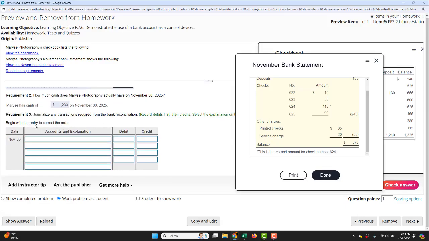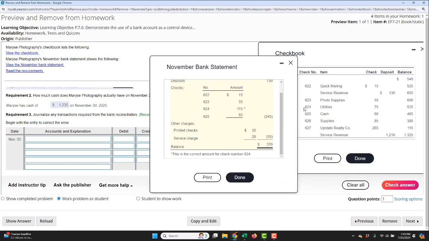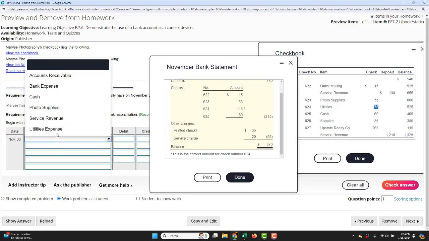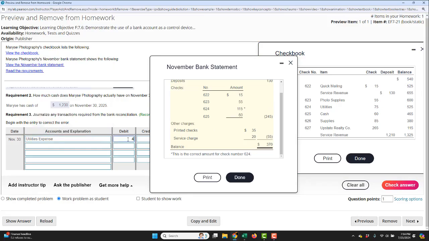So the first one is an entry to correct an error. Okay, so you can see here that this error of check 624 was for utilities. So the actual utility expense was understated, right? When we made this utility check, we would have debited utilities expense and then credited cash $75. But we actually needed to have debited utilities $115. So we actually need to basically add the difference of 40.